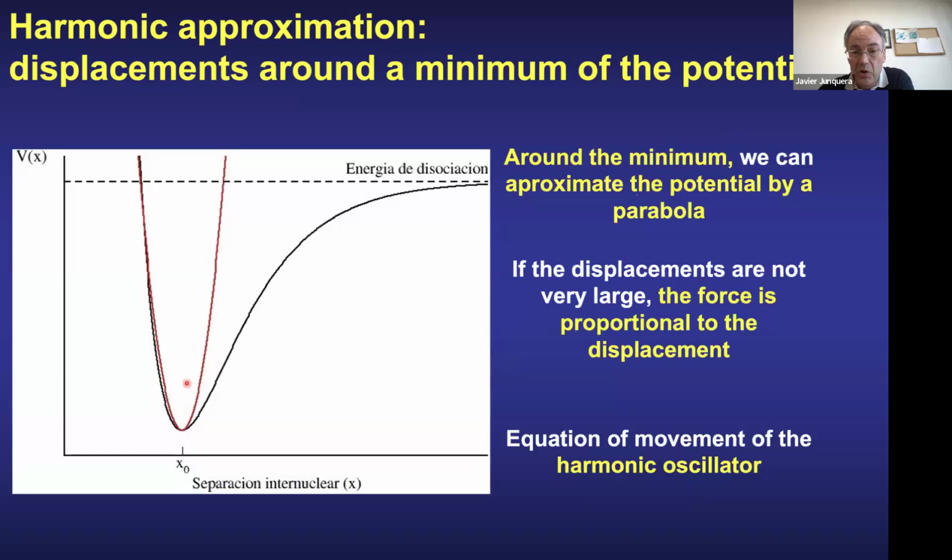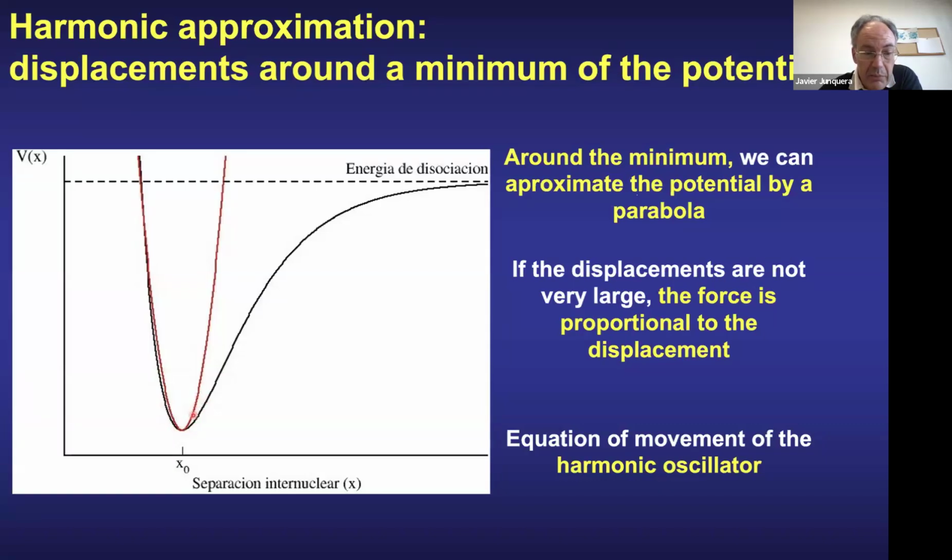So imagine that we are interested in what's happening here only around the minimum. If we are interested only in what's happening on the minimum, then we can approximate the potential via a parabola. That means that the displacements are not very large here around the minimum, the force is proportional to the displacement, and that gives rise to the equation of motion of the harmonic oscillator.